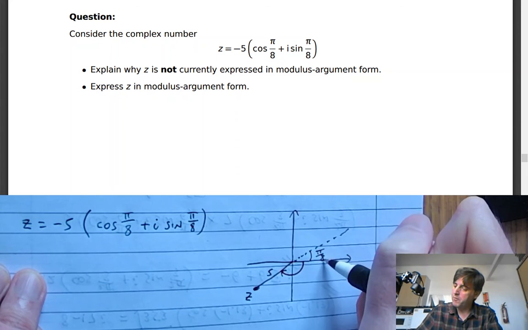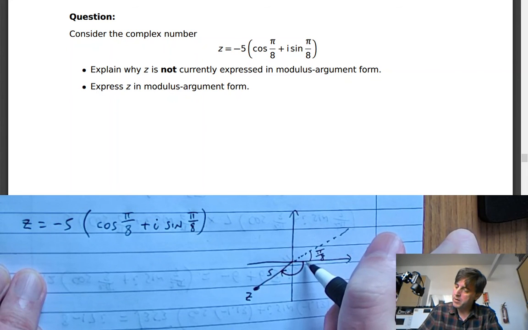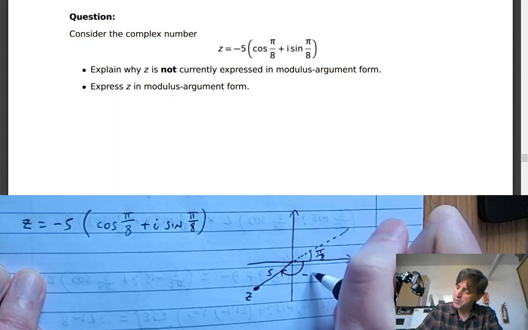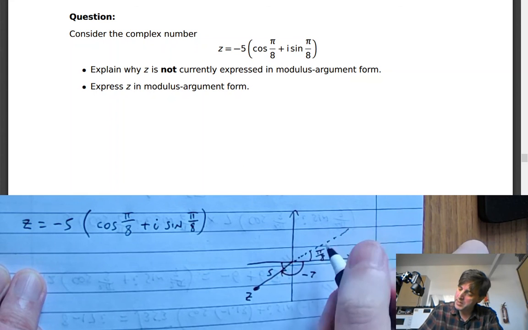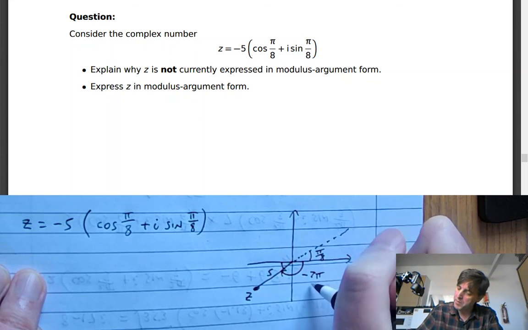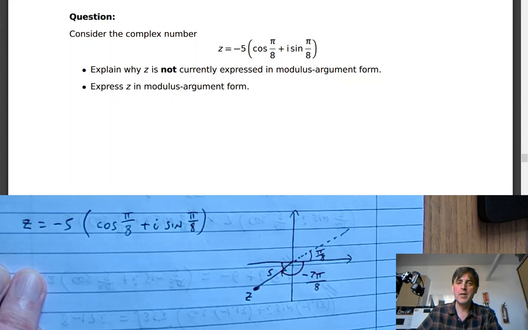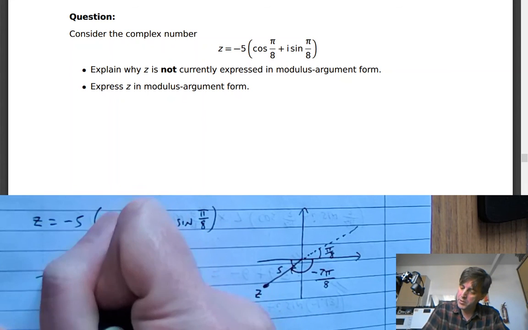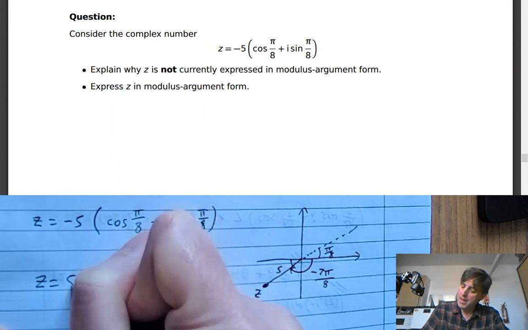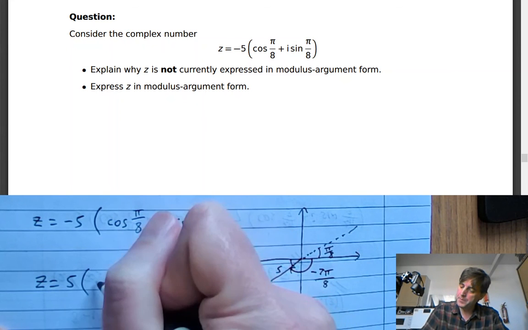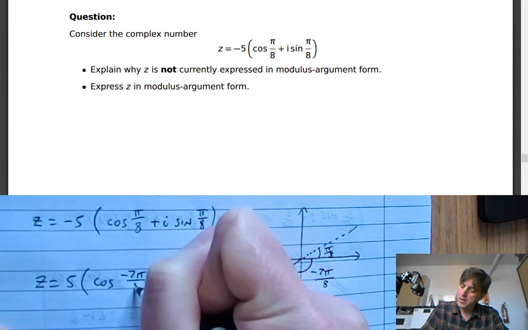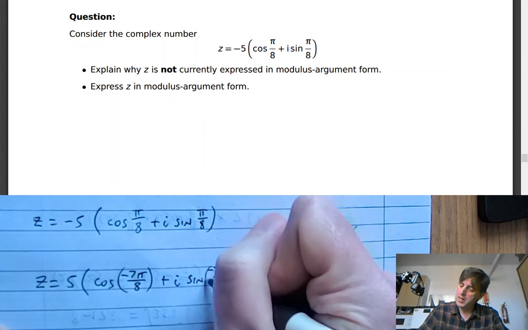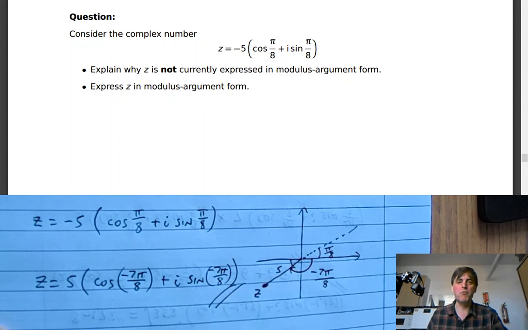Okay, so if this angle here is pi over 8, I think we can say that this angle round here is going in the negative direction, so it's going to be negative, and using a bit of symmetry here, that angle there is the same as that angle there, pi over 8, so this has got to be minus 7 pi over 8 is the argument. Okay, hopefully that made sense. Let's just finish off quickly then by actually writing the number in modulus argument form. So the modulus is 5, and the argument is minus 7 pi over 8. Plus i times sine of minus 7 pi over 8. And there I've written the number in actual modulus argument form.